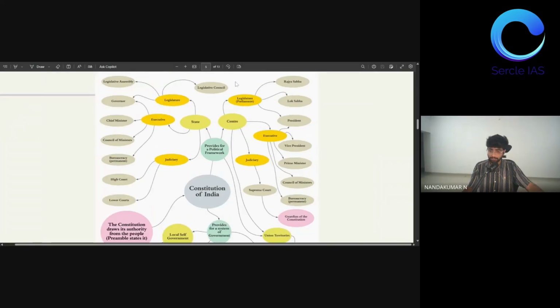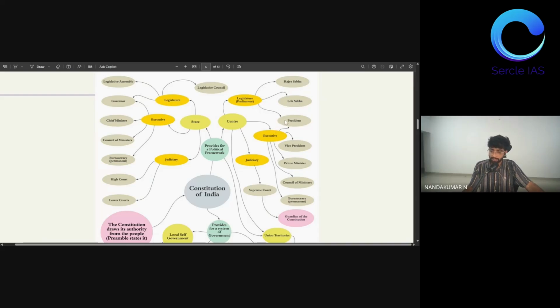The source of authority comes from people ultimately, and it provides a political framework for both center and state. In this part, the center side, we have legislature, executive, and judiciary. This is how power is divided among three important organs of the state. And in this legislature part of the center, we have Rajya Sabha as the upper house and Lok Sabha as the lower house or the popular house.